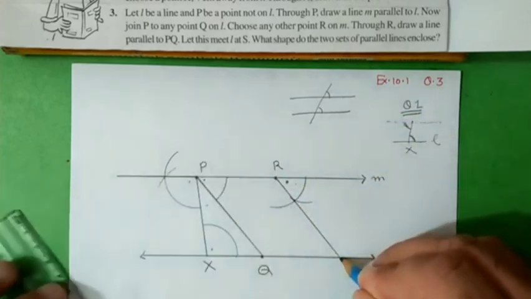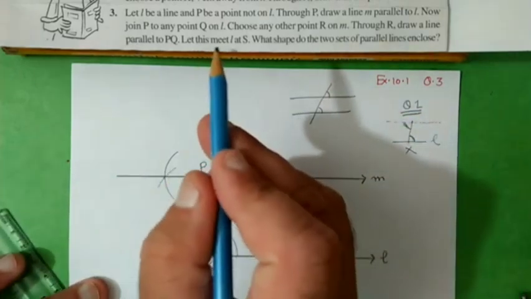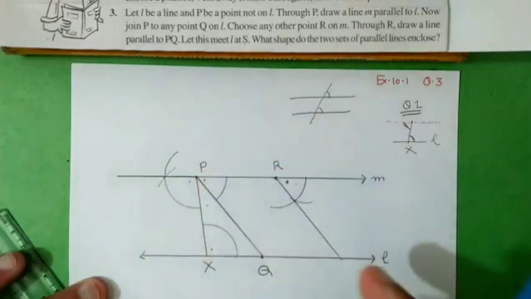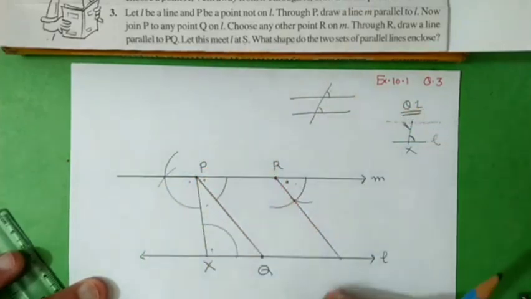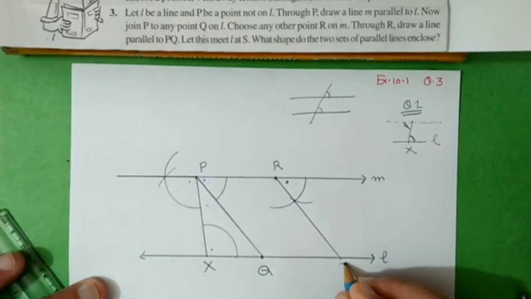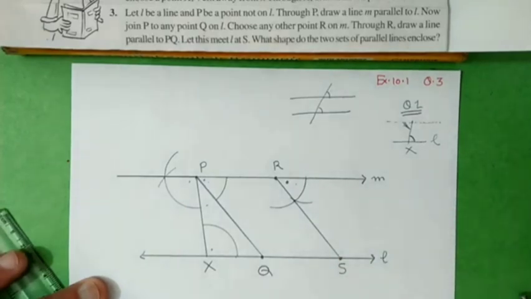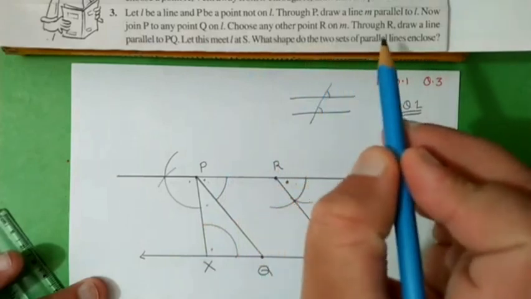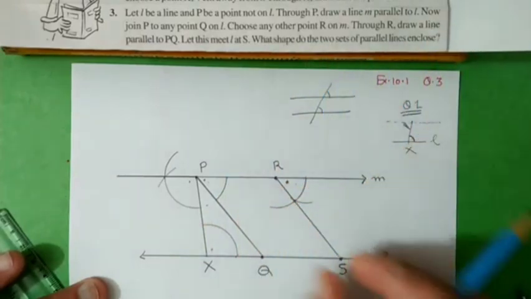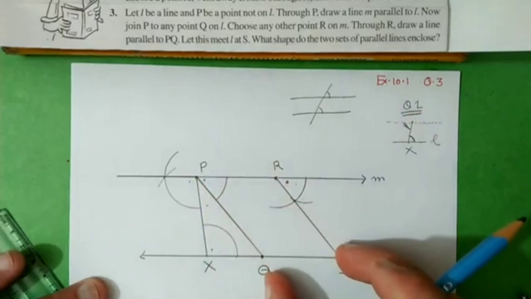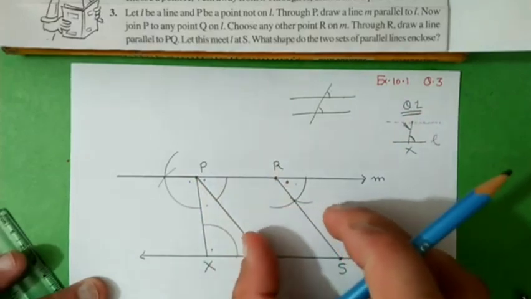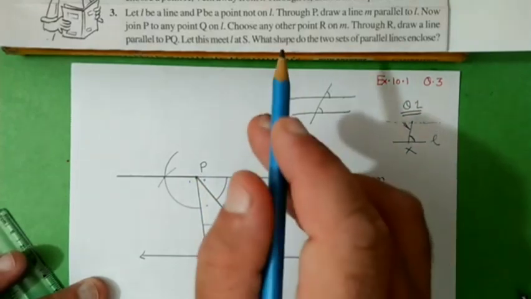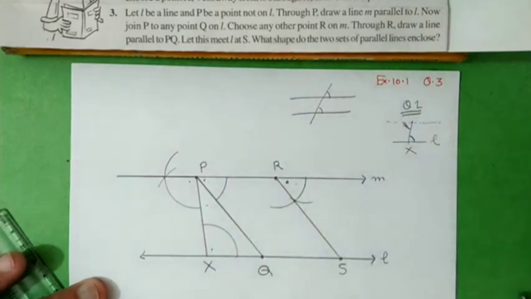So like this I will draw, and let it meet L at S. So these are the parallel lines and this point should be named S. So like this I can draw a line parallel to PQ. So what shape do the two sets of parallel lines make? So look at here, this is the quadrilateral which the parallel lines make.